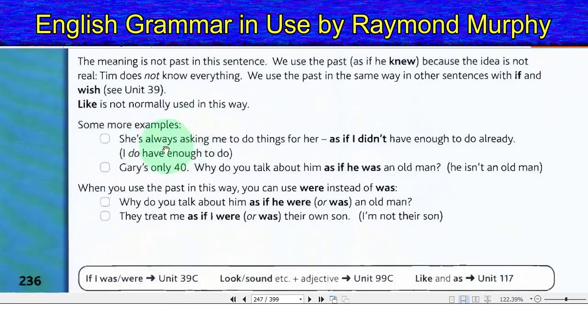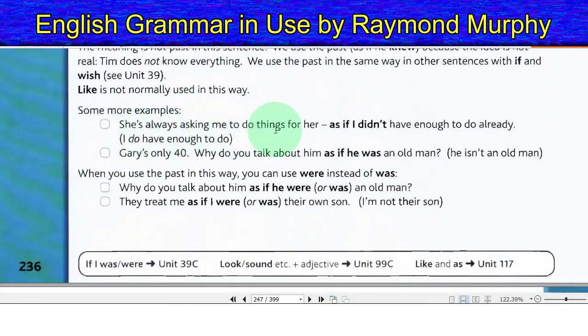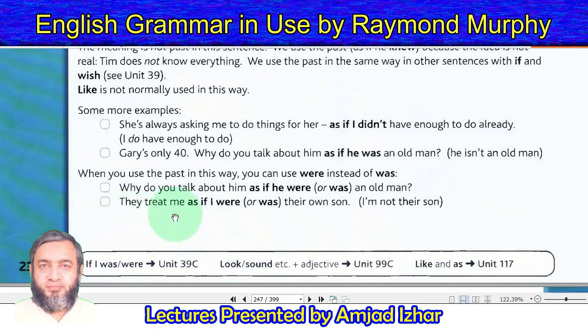Some more examples. She is always asking me to do things for her, as if I did not have enough to do already. I do have enough to do. Carrie is only 40. Why do you talk about him as if he was an old man? He is not an old man. When you use the past in this way, you can use were instead of was. Why do you talk about him as if he were or was an old man? They treat me as if I were or was their own son. I am not their son.